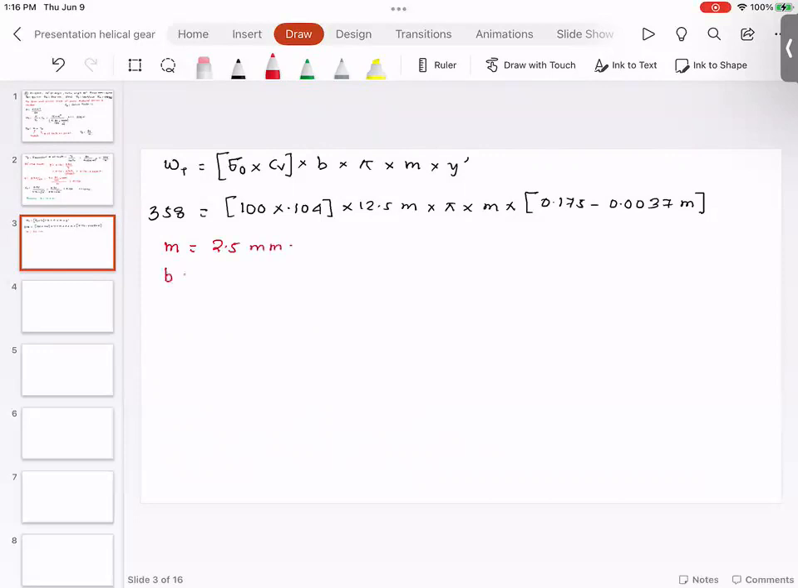and B is equal to 12.5 times m, which is 32 millimeters. So this is the module and this is the face width.